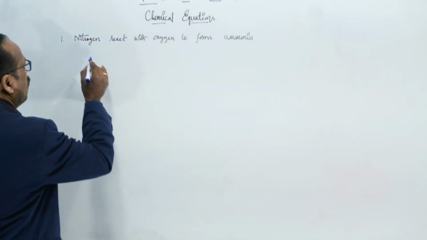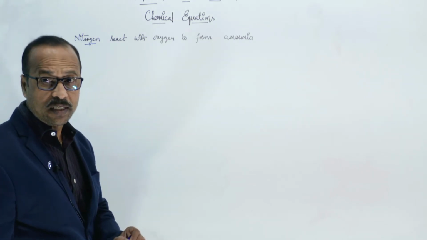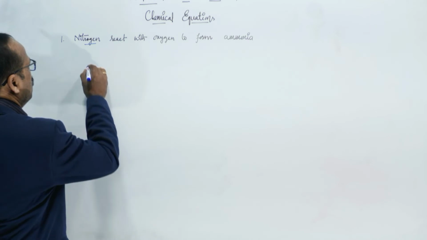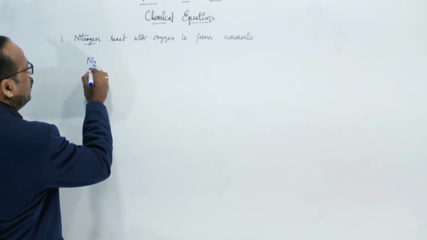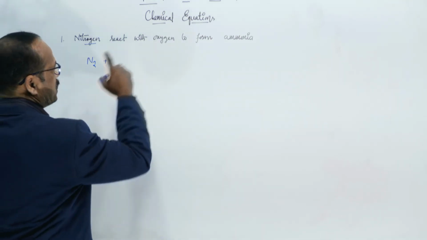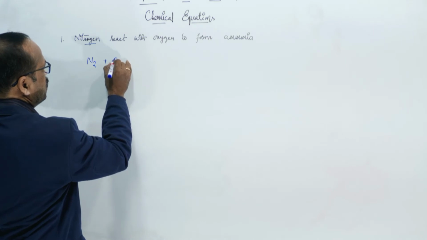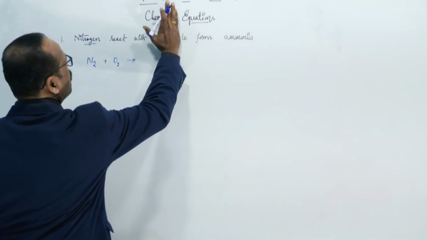So already we discussed that nitrogen is a diatomic molecule. What is it? Diatomic molecule. So that is N2. We can write as what? N2. Right? Now reacts with means what? We write plus. Oxygen. React with what? Oxygen. Oxygen is also diatomic. So that is O2. Sorry.